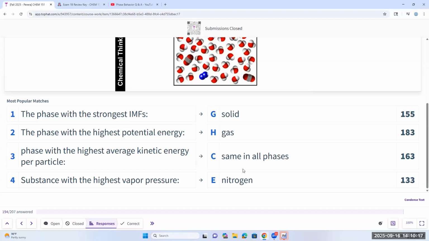Remember, the pressure is due, thank you, Lila, I appreciate that, to collisions between the particles and the walls of the container. If you have more particles, more collisions means more pressure. That's how we know nitrogen must have the highest vapor pressure. That train of thought should flow like that: more particles means more collisions with the walls, meaning more pressure. That should be the way you think about this.